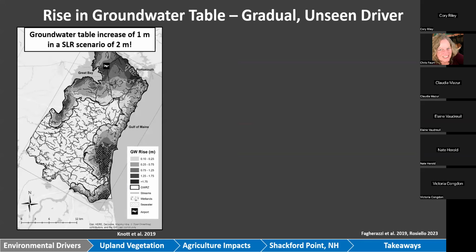Additionally, I want to talk about what a press stressor might look like, in the view of groundwater. There was a great study by some UNH colleagues a few years ago that looked at what would happen in a 2-meter sea level rise event on the groundwater table here in the Seacoast of New Hampshire. And what they found was a general 1-meter increase in the groundwater table within a kilometer or two of the coastline. And you can see in the darker bands where there was a greater increase in the groundwater table.